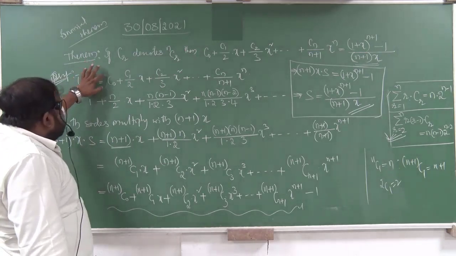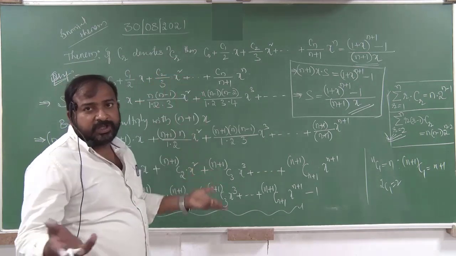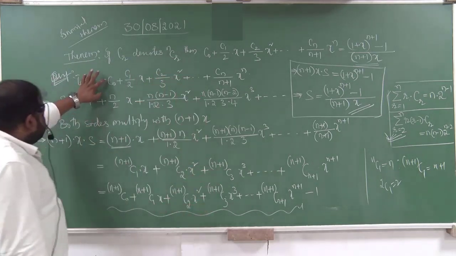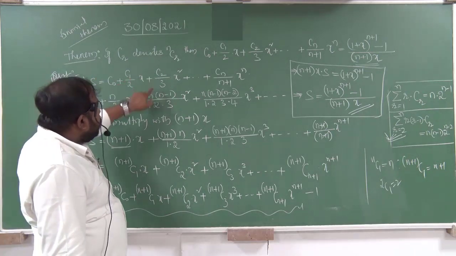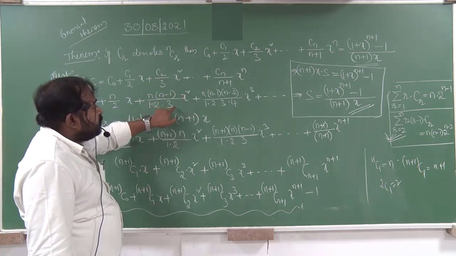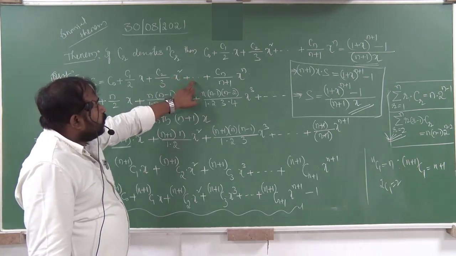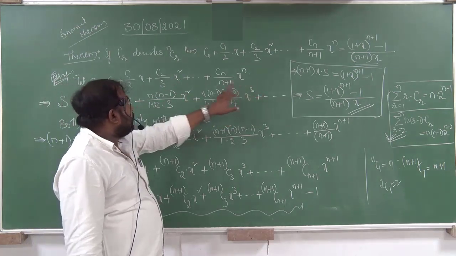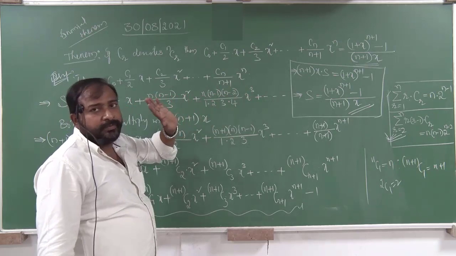Of course, C0 means nC0, C1 means nC1, C2 means nC2. All these things you know. But what is nC0 value? 1. nC1 value n. nC2 value n into n minus 1 by 2 factorial. x square by 3 as it is. What is the next term value? C3 by 4. So by 4 x cube as it is. nC3 value this one, n into n minus 1, n minus 2 by 1 into 2 into 3, and so on.